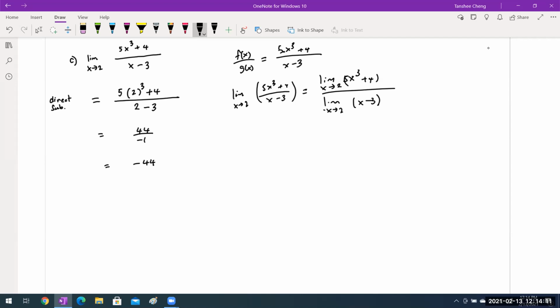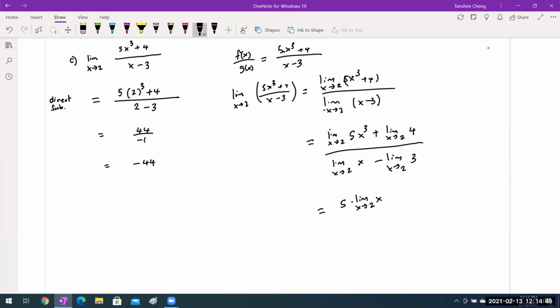If I'm doing it step by step, then I'm looking at the limit as x approaches 2 of 5x to the third power plus the limit as x approaches 2 of the constant 4. Similarly, in the denominator, the limit as x approaches 2 of x minus the limit as x approaches 2 of the constant 3. In the numerator, the first term is a constant times a power function, so I can look at it as a constant times the limit of the power function, and then plus the limit of a constant, which is a constant.